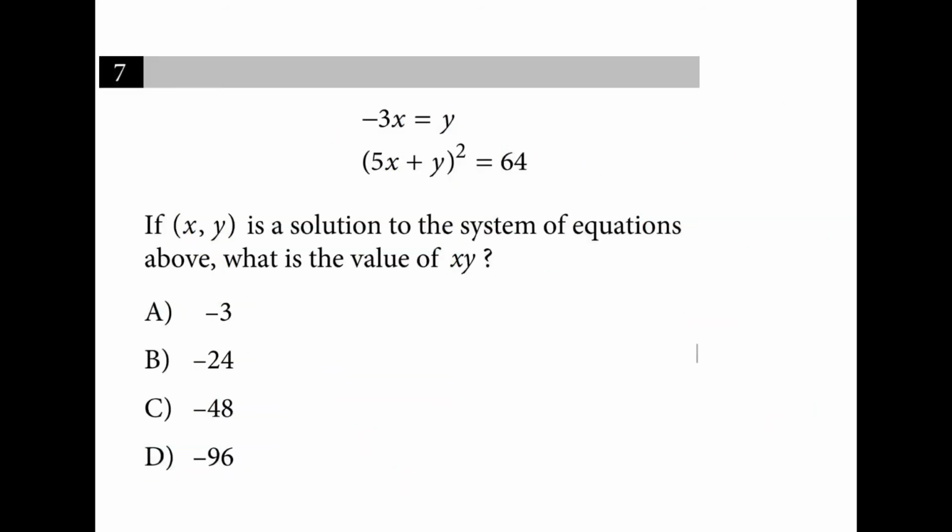If xy is a solution to the system of equations above, what is the value of xy? So find the answers and multiply them together. I'm probably going to use substitution. Since they tell me that y is equal to this, I can substitute it into the other equation.